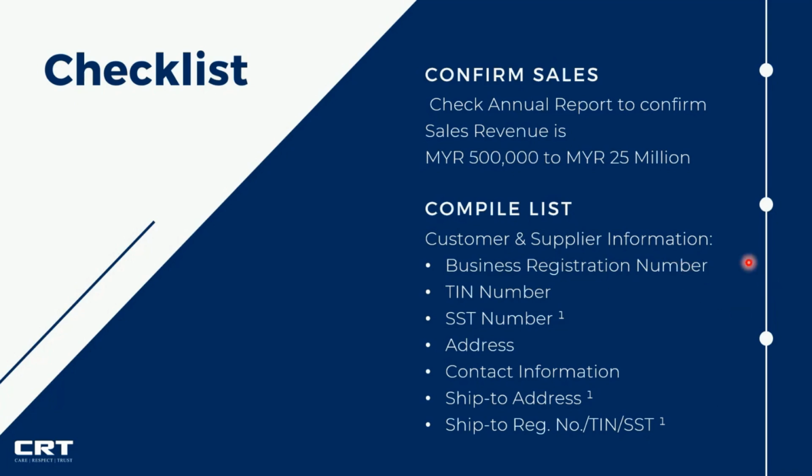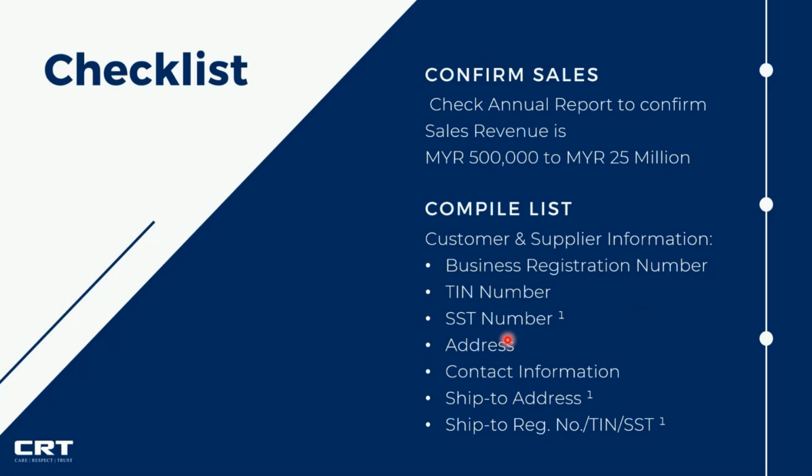What is the information that is required? You will need to get your customers' and suppliers' business registration number, and also the TIN number and SST number if they have any, and also the full address, well structured. Well structured in terms of the number of the unit, and also the jalan, the taman, the state, the postcode, everything in split columns.